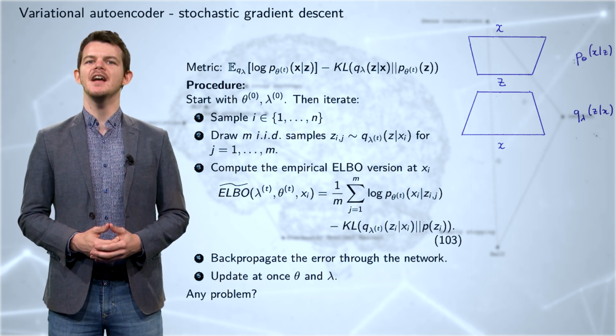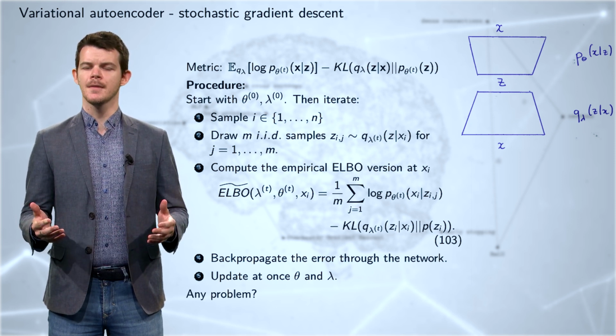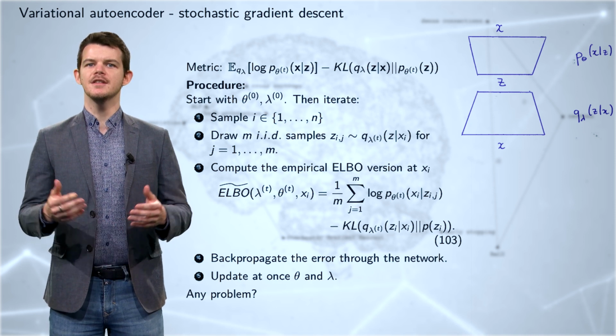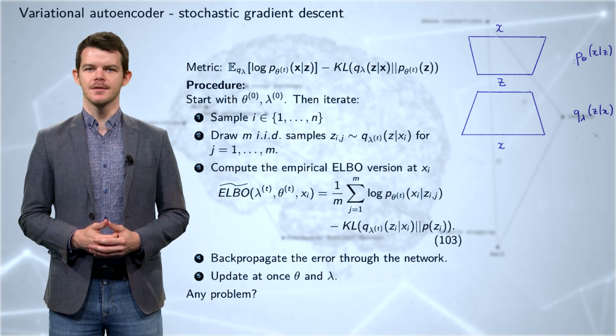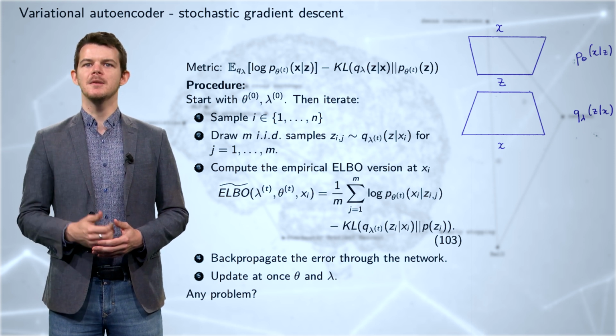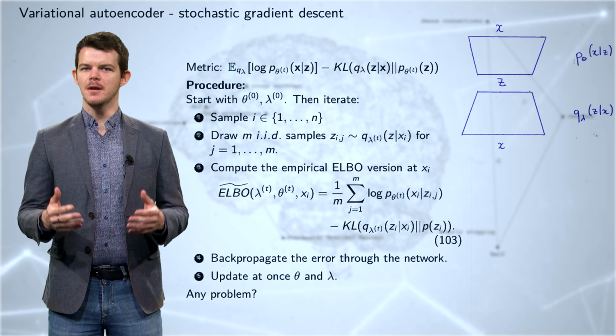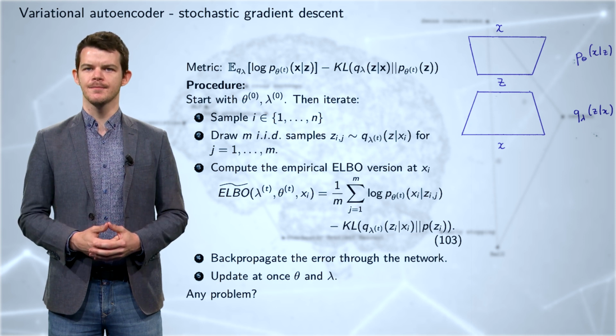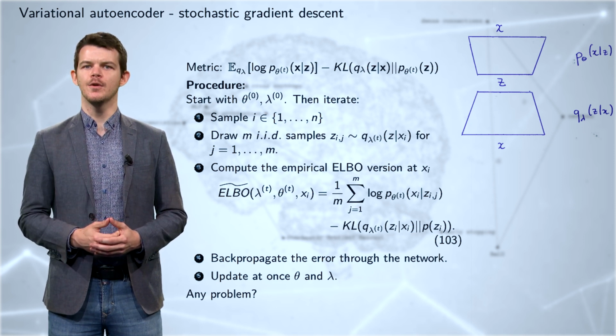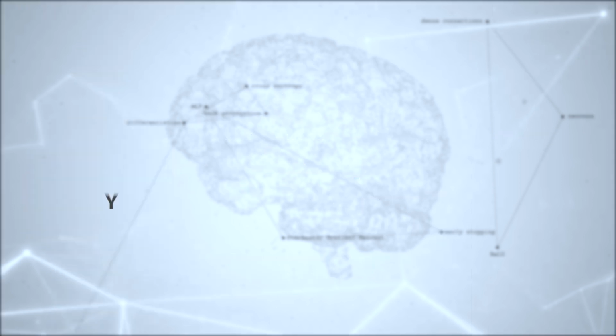Now, do you see any problem with this procedure? The first question is how to compute the KL divergence. We are going to answer this question later. For now, just keep in mind that this can be computed explicitly when using Gaussian distributions. You can pause the video to look for another problem in this procedure.